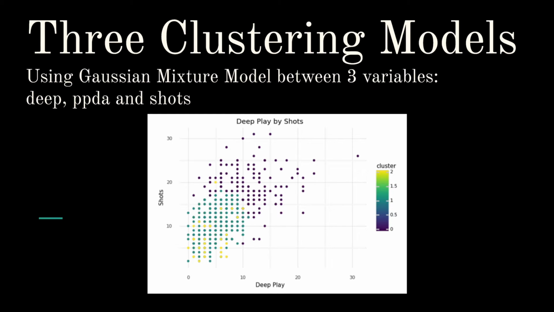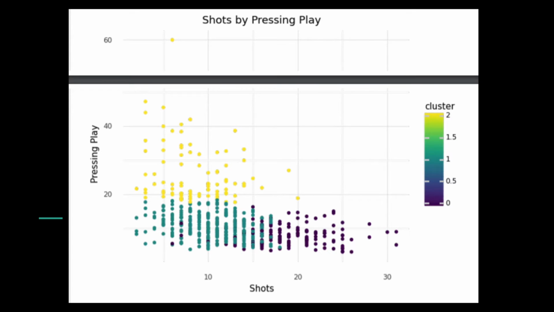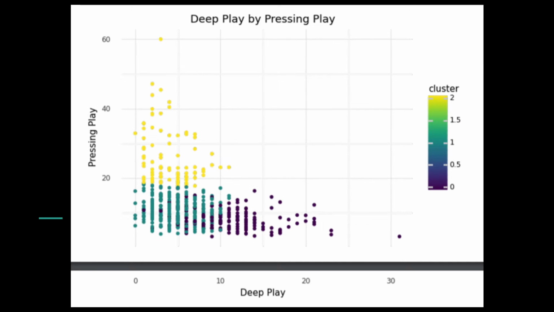This was a pretty linear relationship between the two, which makes sense. Purple being offensive, green being average, yellow being low. You'll see this again in this one, where the shots were obviously offensive teams, purple being at the highest, yellow being defensive teams, and this last one was sort of the best, where we saw deep play versus pressing play, sort of the tightest clusters, and I'd probably use this one going forward to look at teams for oncoming games and try and categorize them.